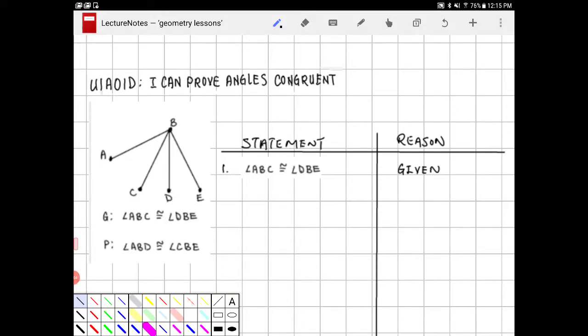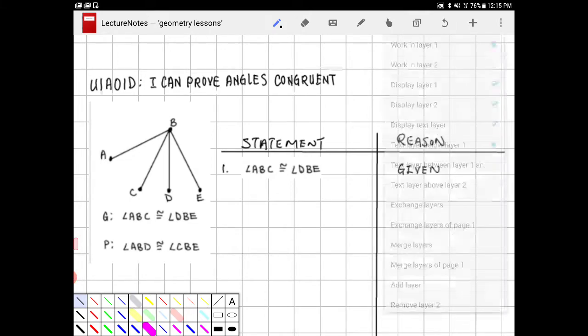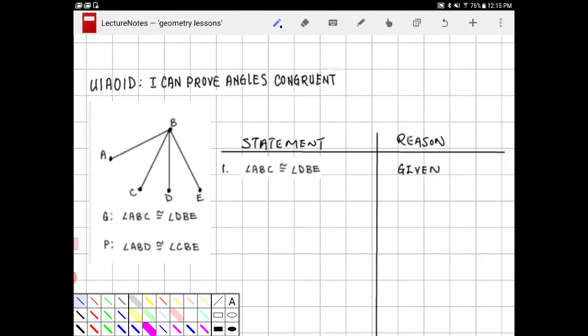Hopefully by the end of the video you should be able to say to yourself, I can prove angles congruent. So let's take a look at the examples that we're going to cover in this video. I encourage you to compare and contrast the examples reviewed in this video with the examples that were reviewed in the previous video, U1A01c, where you had to prove segments congruent. Even though in this video we're talking about proving angles congruent, the skills and the concepts are all very similar in nature. It's just with a different format, with a different presentation. So let's take a look.